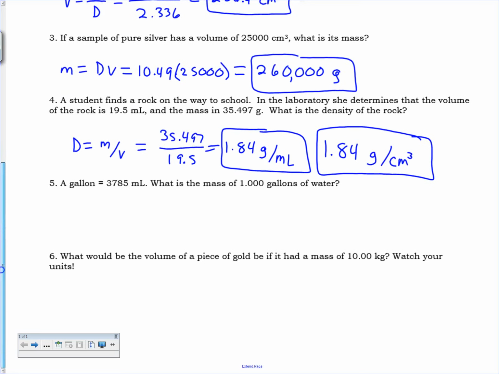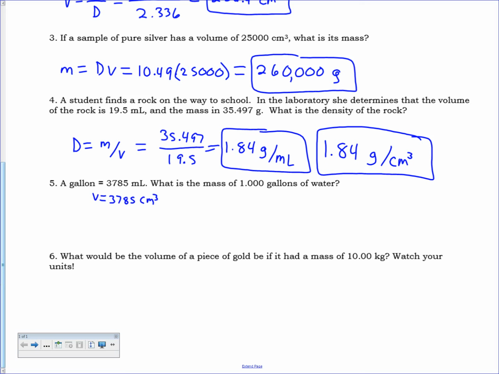Question 5 says a gallon is 3,785 milliliters. What's the mass of 1.000 gallons of water? Well, the first thing here we've got to do, we're talking about milliliters here. If you look up on the table, the density of water is given as 1.000 grams per centimeter cubed. So we should get this milliliters to centimeters cubed, but it's not that hard. We know that it's exactly a 1-to-1 relationship, or 1 milliliter equals 1 centimeter cubed. We know the volume is really just 3,785 centimeters cubed from that.